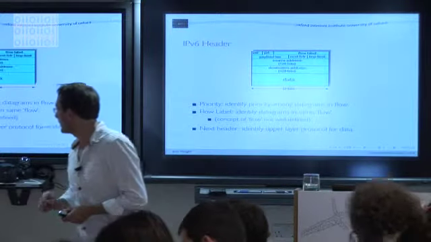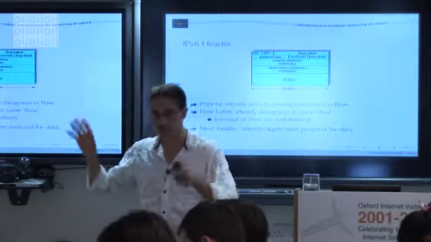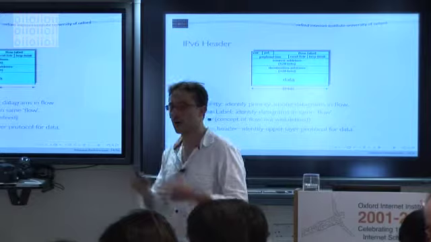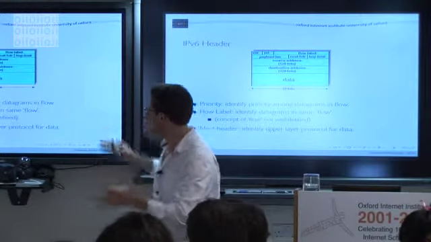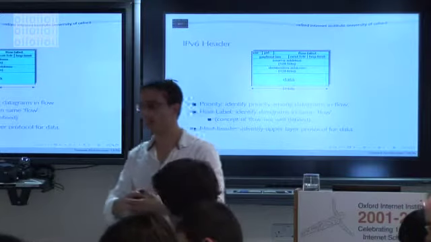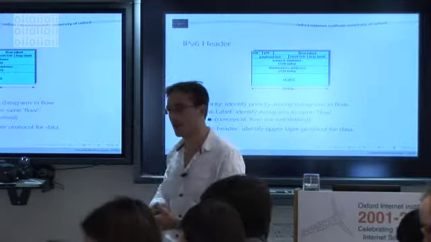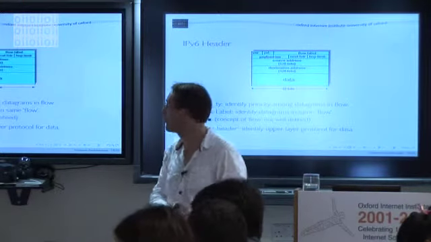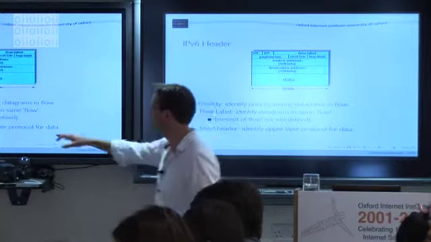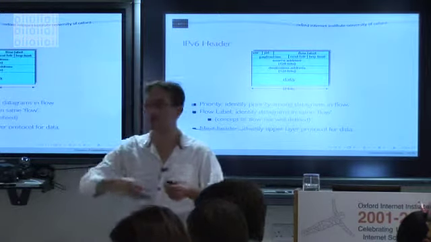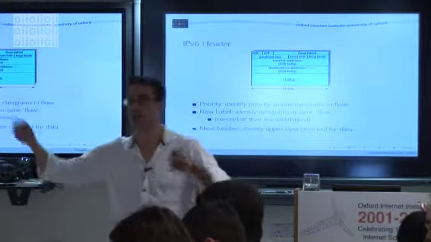The flow label identifies datagrams that are in the same flow, although apparently the concept of flow isn't very well defined. So you can use this header to say that these datagrams are within the same something, and that will probably evolve as people start to use the protocol more and more. I think the idea here is to say that this is part of the same transmission, this is part of the same Skype conversation as that one.